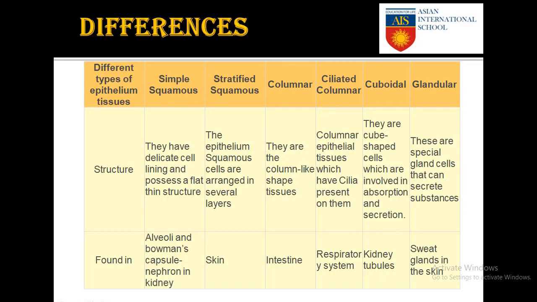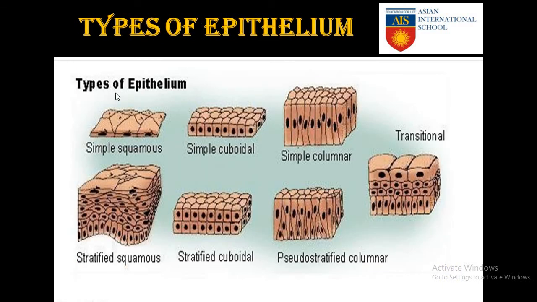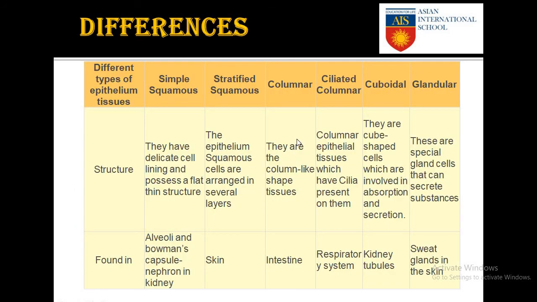Now, we will study in detail. Simple squamous epithelium has a delicate cell lining and possesses a flat thin structure. And in stratified epithelium, cells are arranged in several layers. Simple squamous epithelium is flat in structure, and in stratified squamous, the cells are arranged in several layers. In columnar, they are column-like shapes, and in ciliated columnar, cilia are present on them.